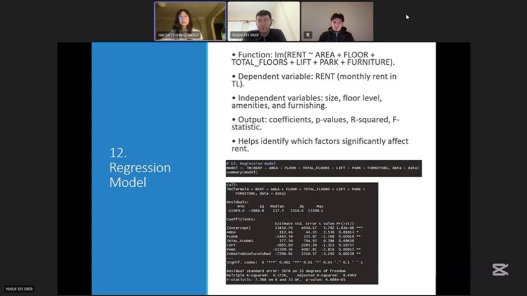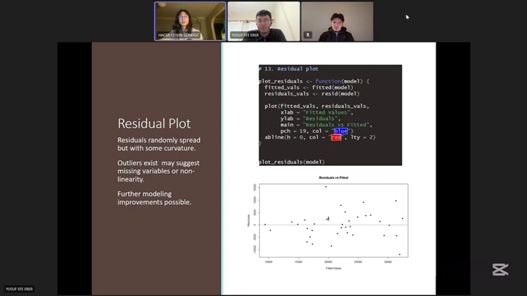Then, we ran a chi-square test to check whether furnishing status is related to elevator presence. The p-value was 0.7, which means there is no statistically significant association between these two variables.